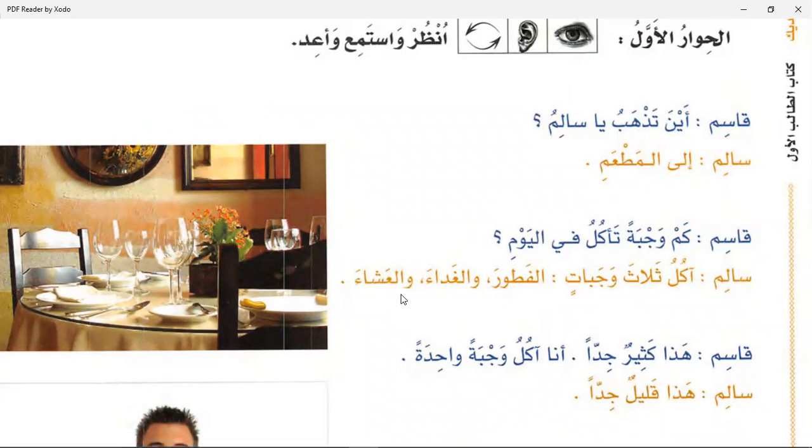Sir, what is the meaning of wajbatan? Wajba means meal. Meal, okay. Kam wajbatan ta'kulu fil yawm. Start from the first sentence. Okay, in my book it is a little changed. Okay, I see. Then read from the screen.